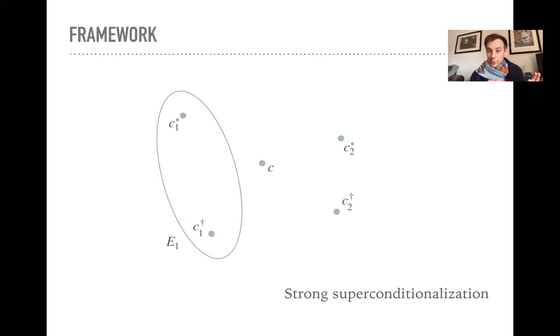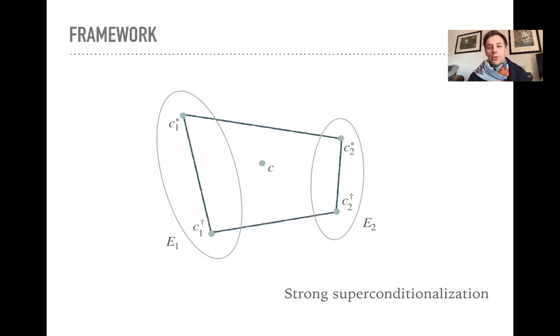So those are your possible responses to learning E1. If you learn E2, then you're either going to take C2 circle or C2 dagger. Those are your possible responses to E2. This is going to count as strong superconditionalization because C sits within what's sometimes called the convex hull of C1 circle, C1 dagger, C2 circle, C2 dagger. That is, it is a weighted average of them. So it sits inside those. It's inside the span, it's sometimes called.